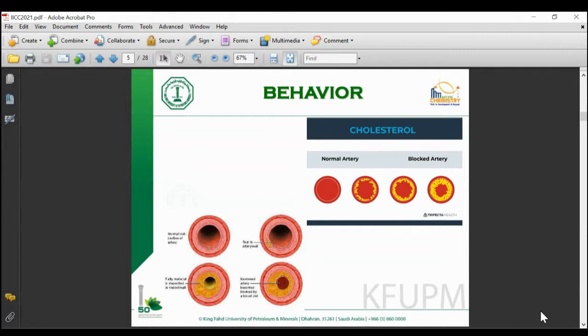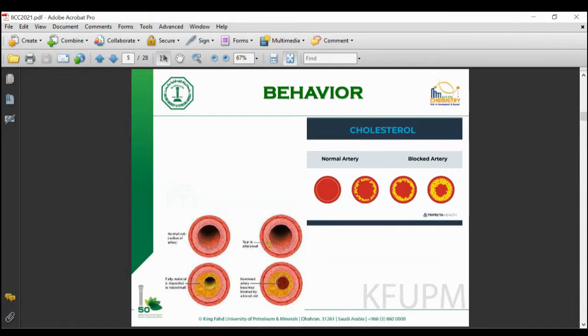What are the consequences of this? Ultimately, when the cholesterol keeps on depositing, it forces the blood. Blood comes with more force, and then it hits the heart, and then you know what happens, the consequences. There's another picture. It's showing the deposition of asphaltene in an artery.